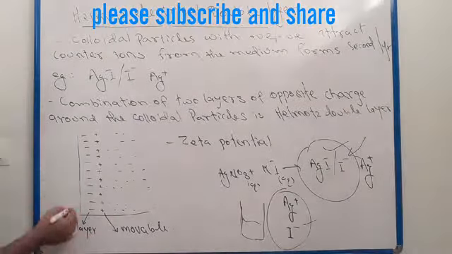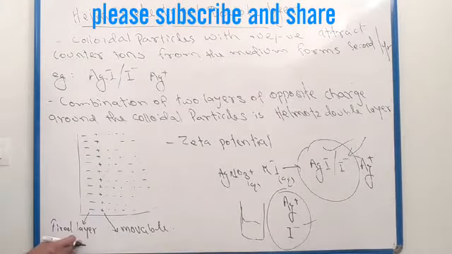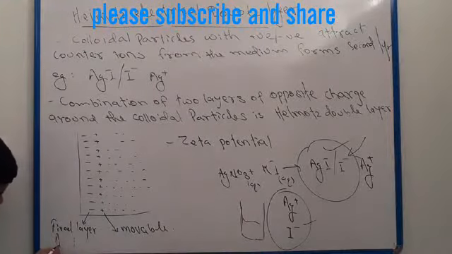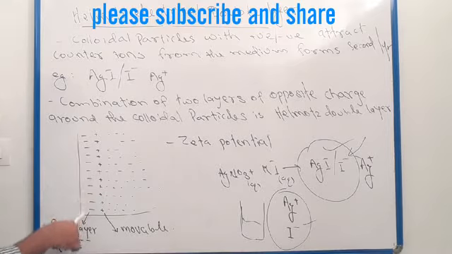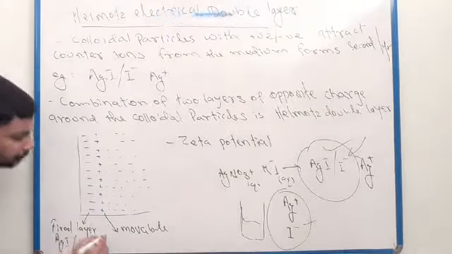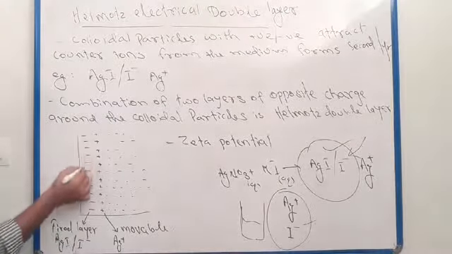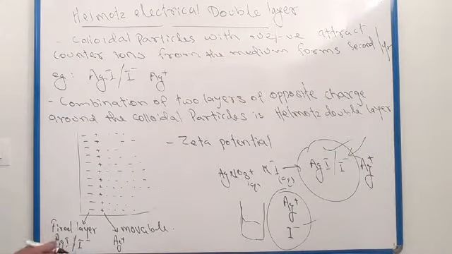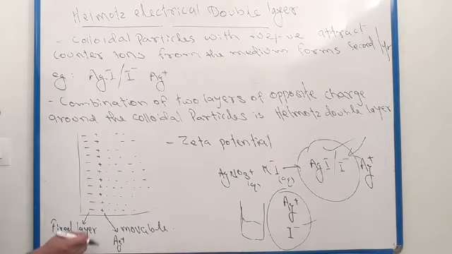Now see here, this is one container. This negative charge indicates AgI I minus. This negative charge means these are the negatively charged colloidal particles, and they will attract their counter ions, the positively charged Ag plus. This one I am showing here as positive charge. So the negative charge means negatively charged colloidal particle AgI I minus, and this positive charge indicates it will attract its counter ion, here the counter ion Ag plus.